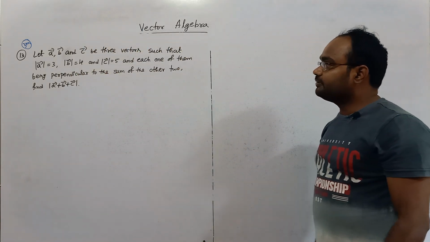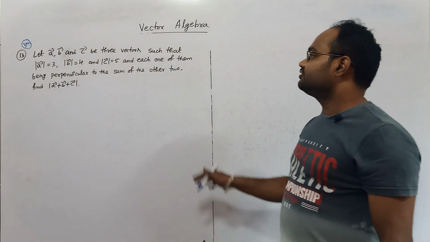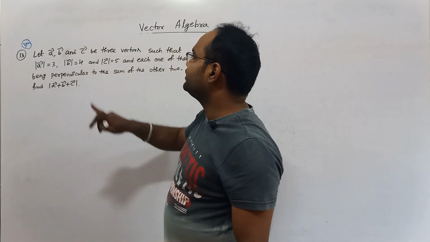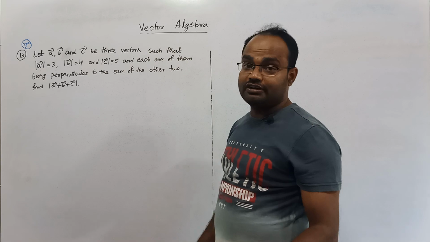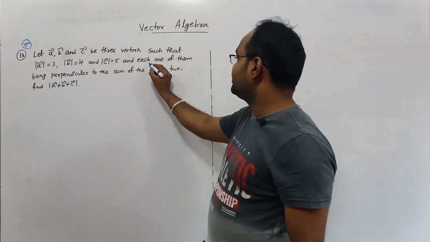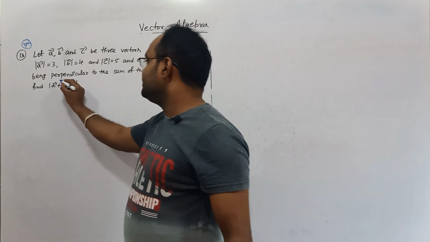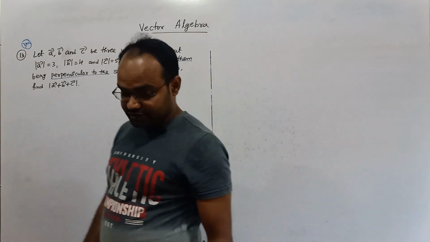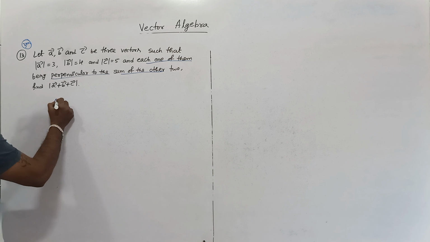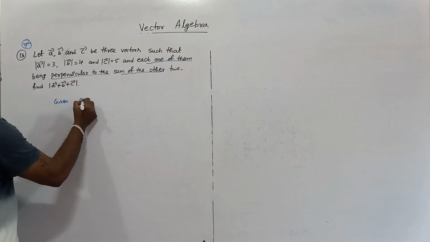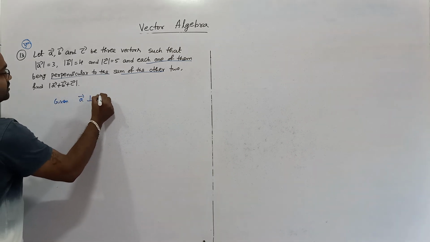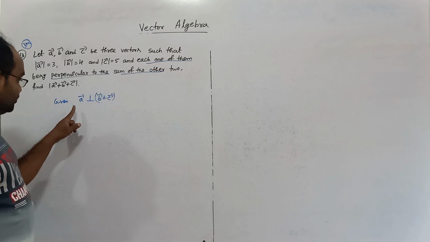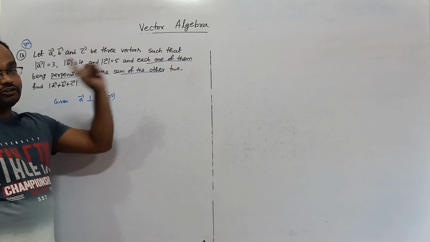Let vector a, vector b and vector c be 3 vectors such that magnitude of a is 3, magnitude of b is 4, magnitude of c is 5, and each one of them being, this is very important, each one of them being perpendicular to the sum of the other two. Let us write what is given here. First, given that a is perpendicular to b plus c, this is given. Each one of them is perpendicular to the sum of the other two.